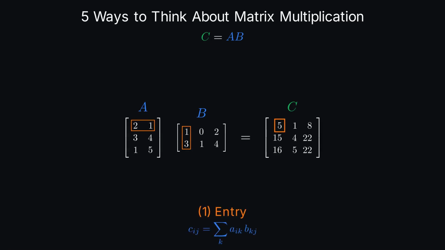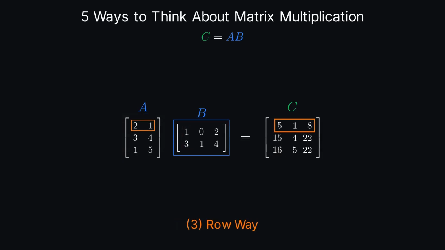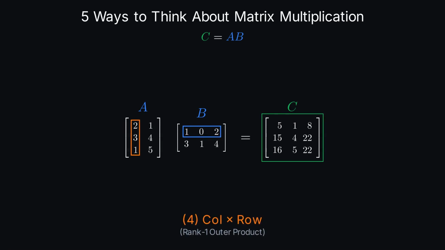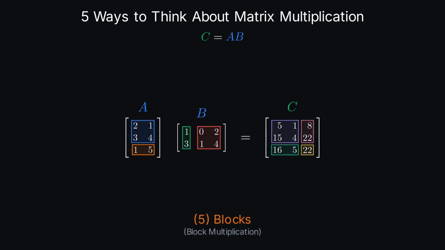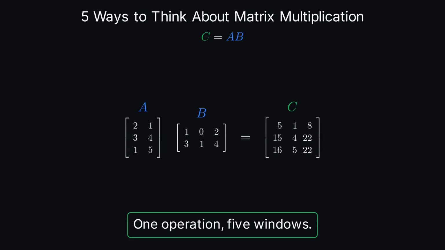First, a single entry, how one cell of the product is computed. Second, a full column, the column way. Third, a full row, the row way. Fourth, a rank 1 outer product where we think of columns of A times rows of B. And fifth, colored block partitions, the block way. One operation, 5 windows. Each one reveals something the others hide.